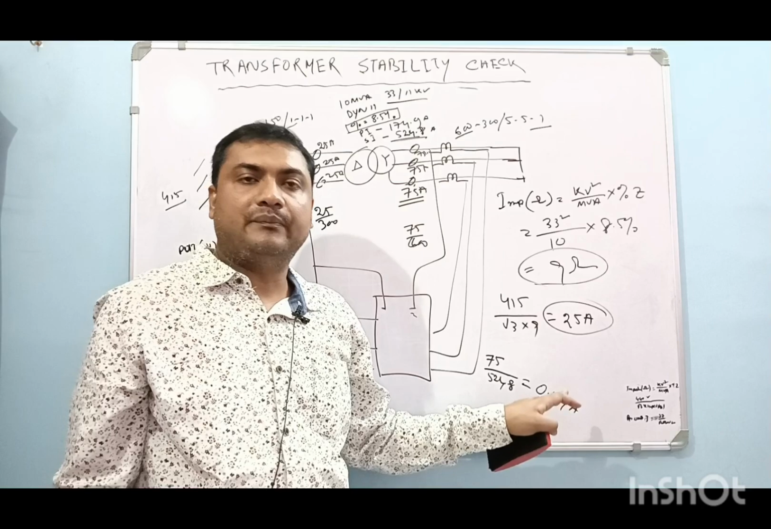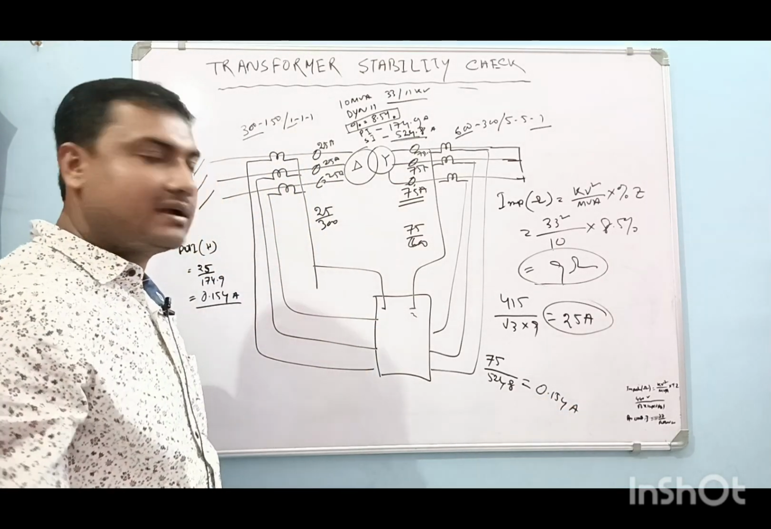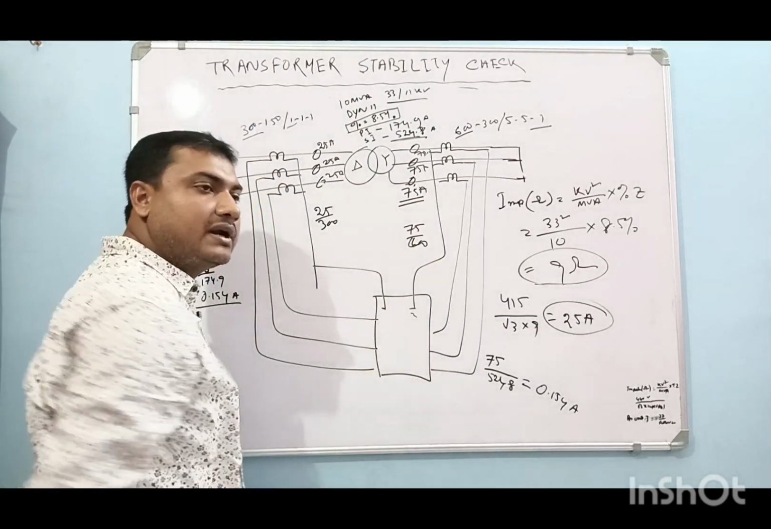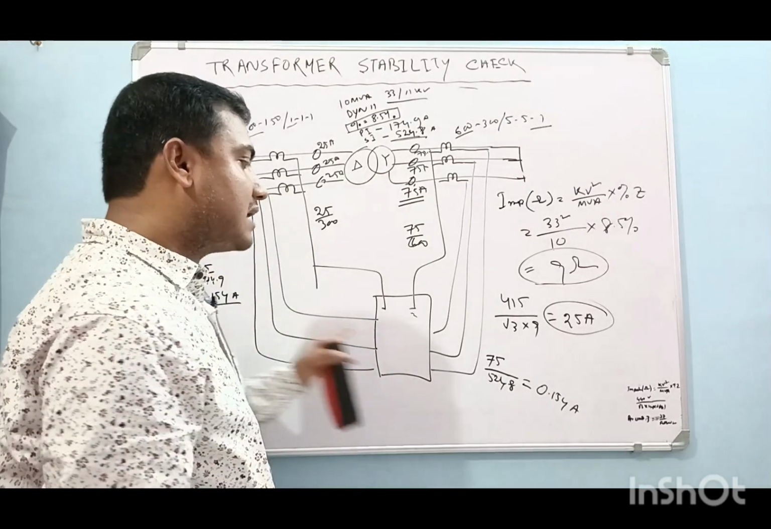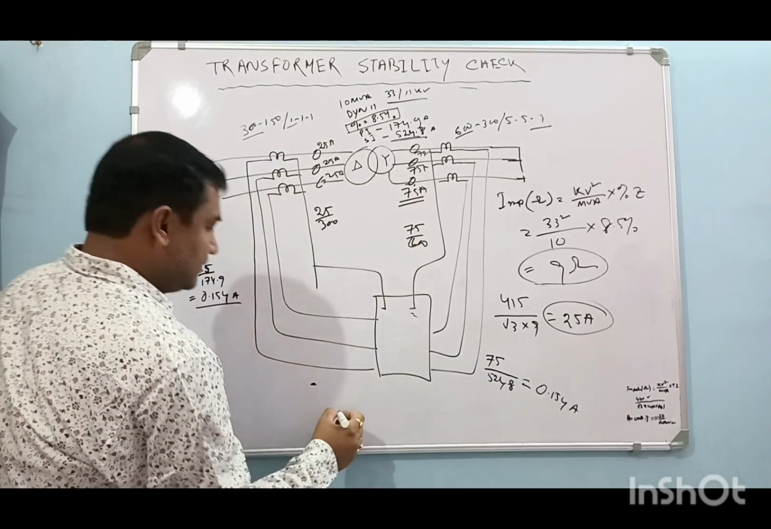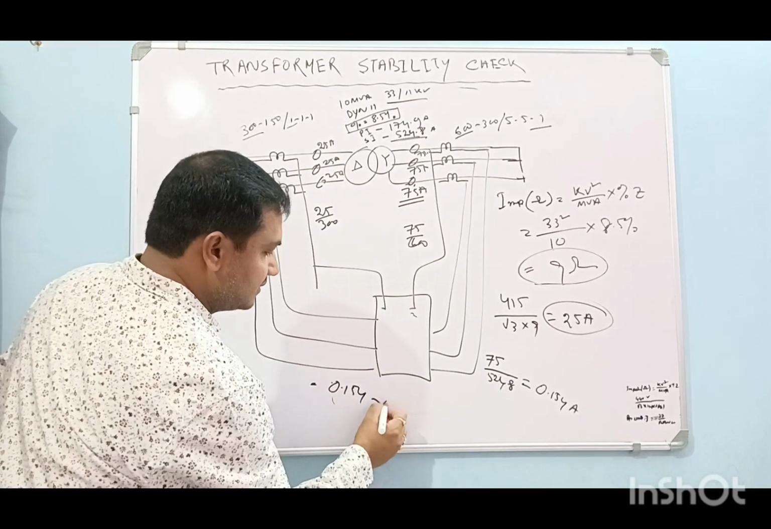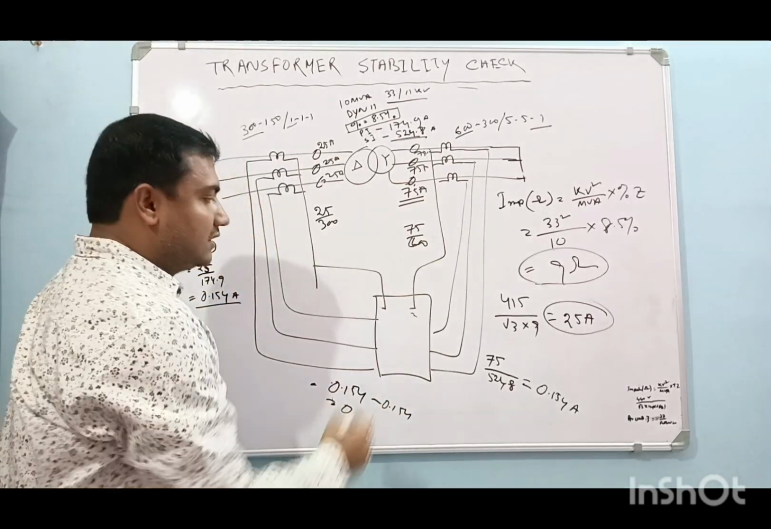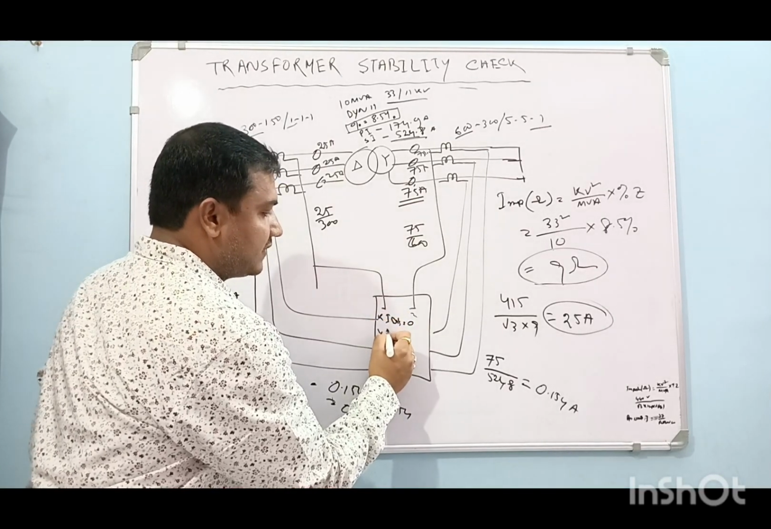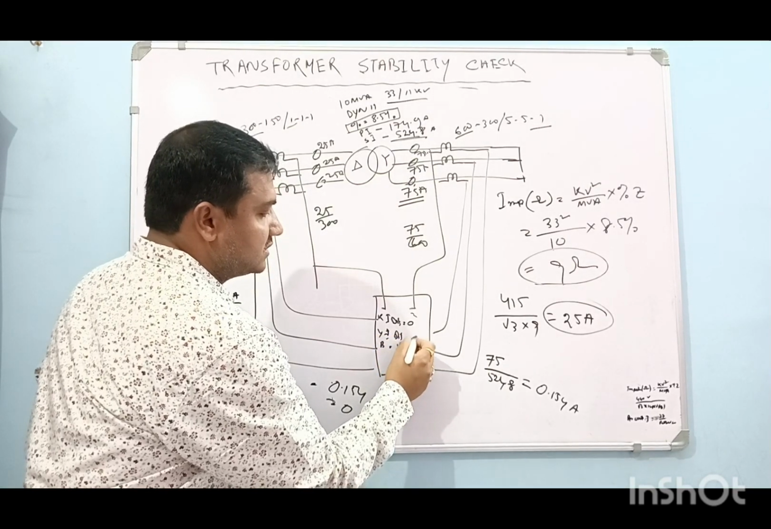This means the vector sum. Now we will measure what the relay will show as the I difference. What is I difference? I difference is the vector sum of this and this. Suppose 0.154 minus 0.154 is equal to 0. So in the relay, I difference will show 0. In R phase, Y phase, I difference will show 0, and B phase I difference will show 0.